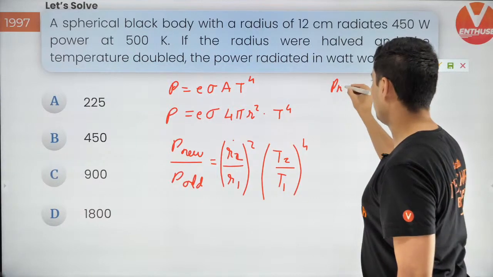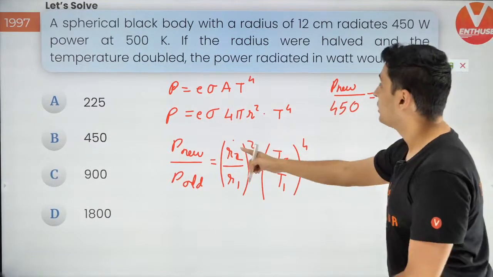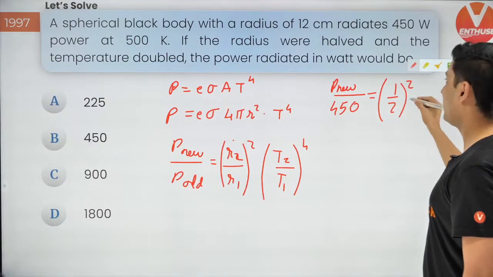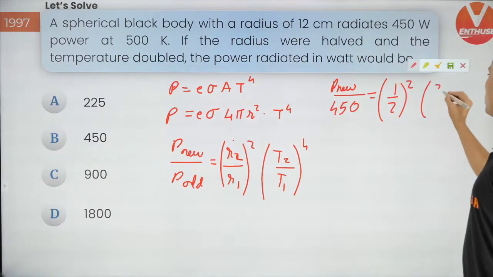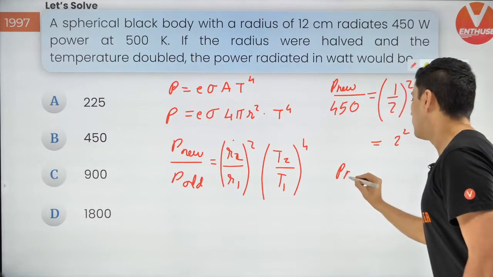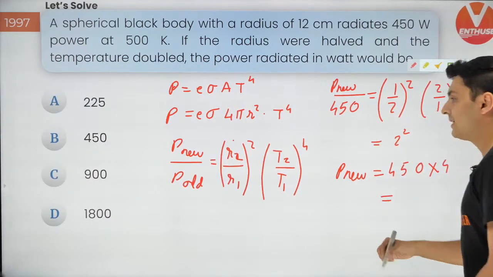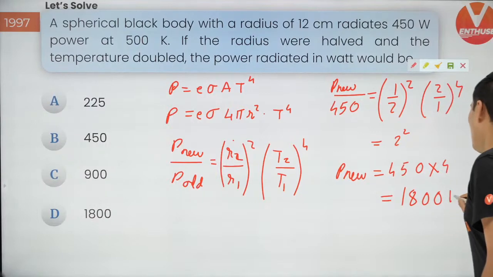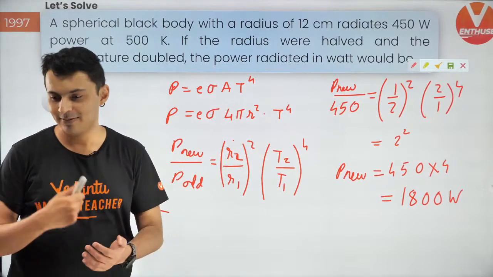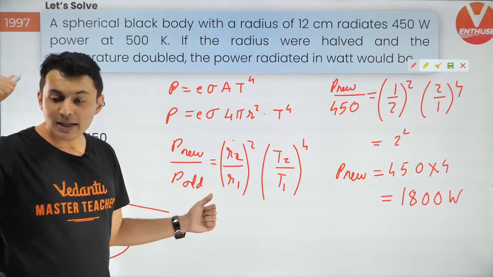It's very simple. See, what is the new power? I don't know. That's what I need to find. What is the old power? 450. Okay. The new radius. Radius is halved. So the new radius is half, so half square. And the temperature is doubled, so 2 by 1 whole raised to 4. This is going to be 2 square. So the new power will be 450 multiplied by 4, which is 1800 watts, which is option D. Very good. Excellent. Understood? Very good, guys.